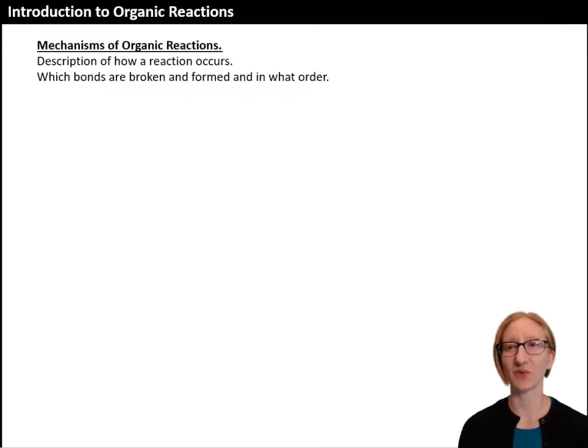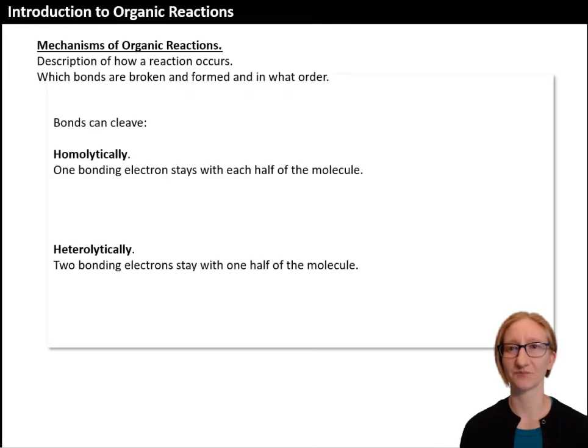And here we have 2 different ways we can break bonds, homolytically and heterolytically. And remember that in each bond there's 2 electrons. And the 2 mechanisms for bond breaking differ in where those 2 electrons go when the bond is broken. In a homolytic bond cleavage or breaking, one of the bonding electrons stays with each half of the molecule. And these are called radical reactions.